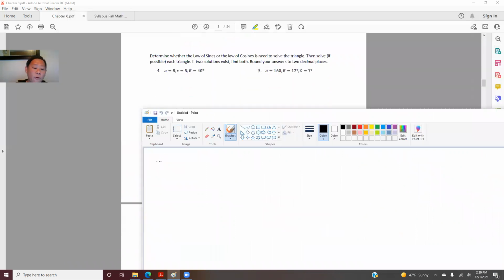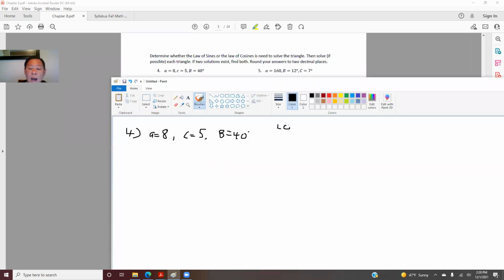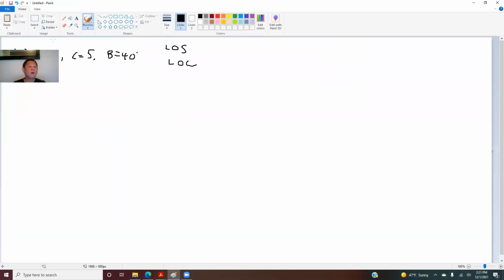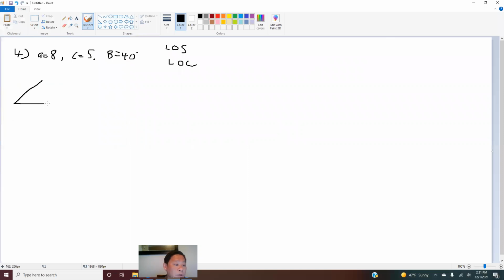So question number 4 here is giving us that a in this case is 8, c in this case is 5, and B in this case is 40 degrees. So again, make sure your calculator is in degrees. So in the test, I will ask you to draw a picture, and then after that, try to solve, is this law of sine or is this law of cosine? So we need to draw the picture here.